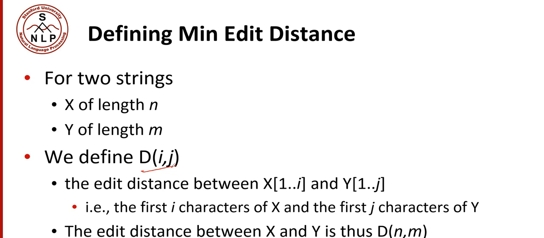What is given by D(i,j)? It is the edit distance between x[1..i] and y[1..j]. Given x and y are two strings, and we want to transform from x to y, the edit distance between x and y is thus given by D(n,m).